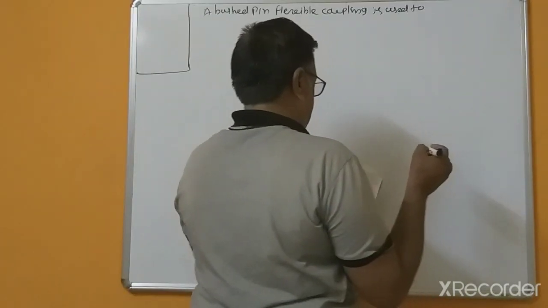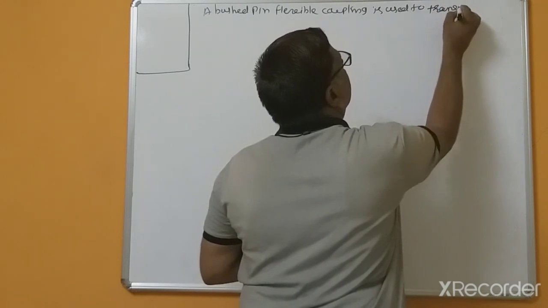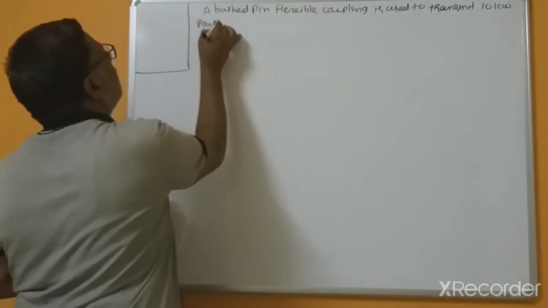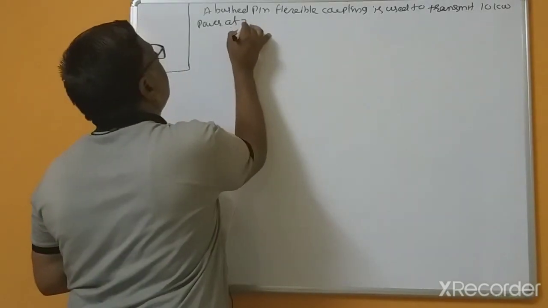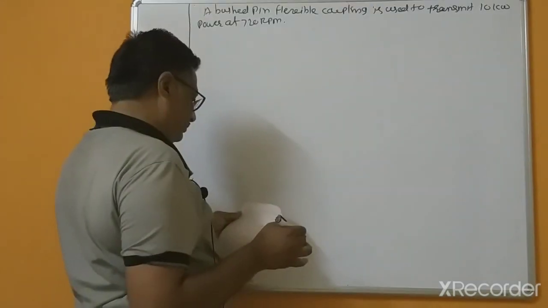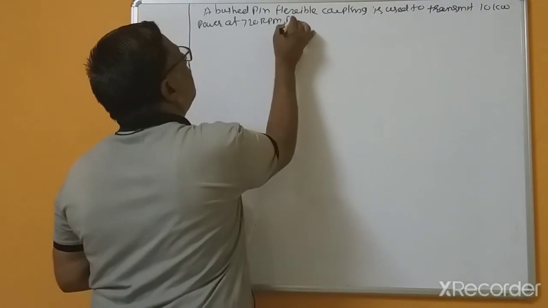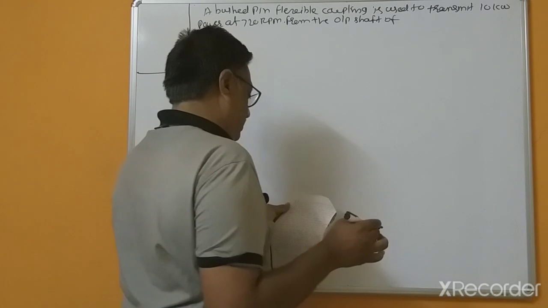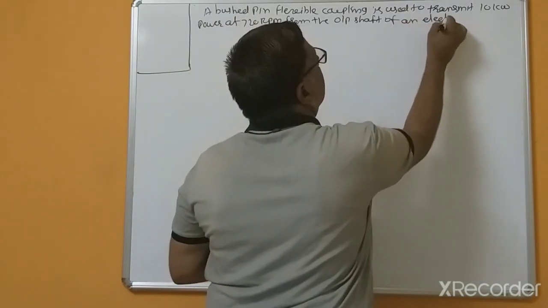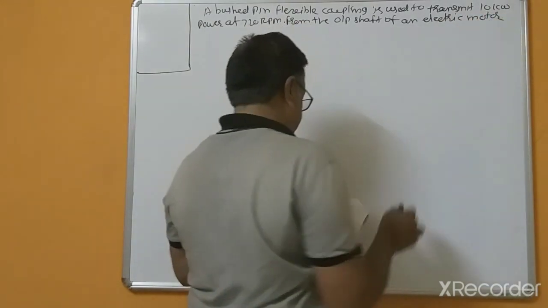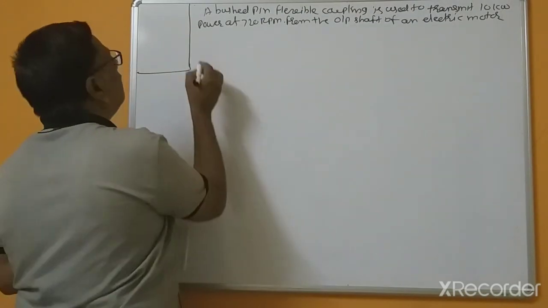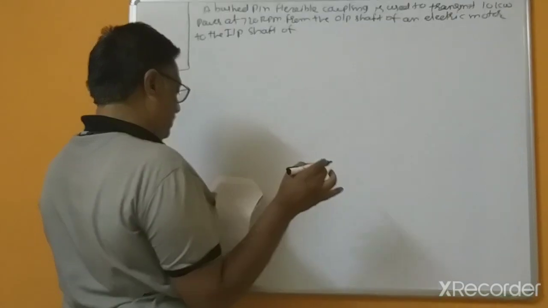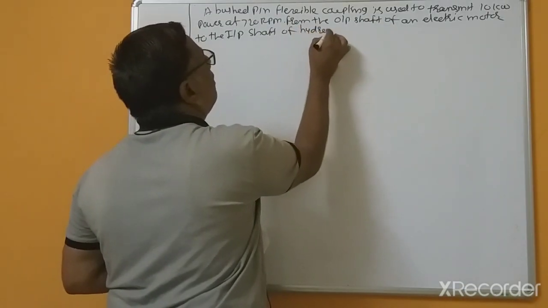A bushed pin flexible coupling is used to transmit ten kilowatt power at 720 rpm from the output shaft of an electric motor to the input shaft of a hydraulic pump.